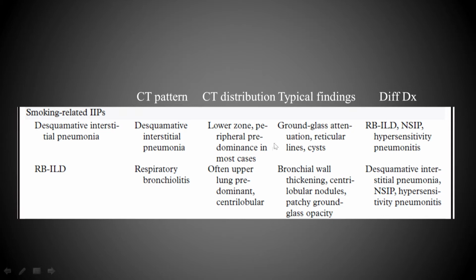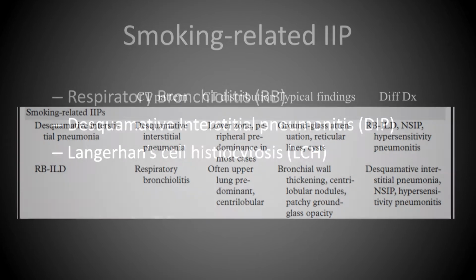So DIP, which has a lower zone peripheral predominance of ground glass attenuation, progressing on to lines and cysts, and then respiratory bronchiolitis, which is often upper lung predominant centrilobular nodules. So let's go into more detail and show you some examples of both of these diseases.